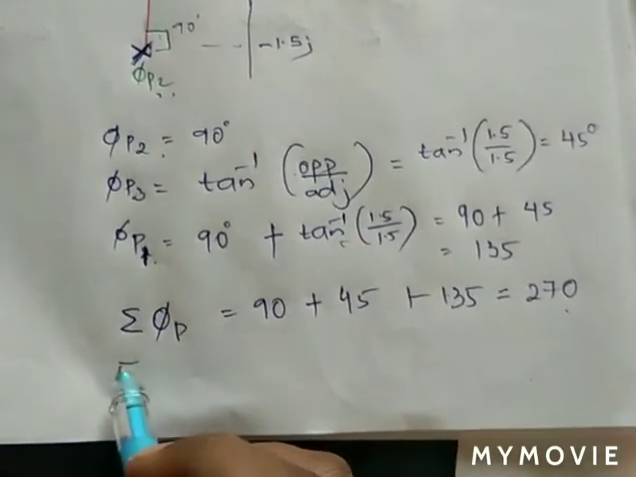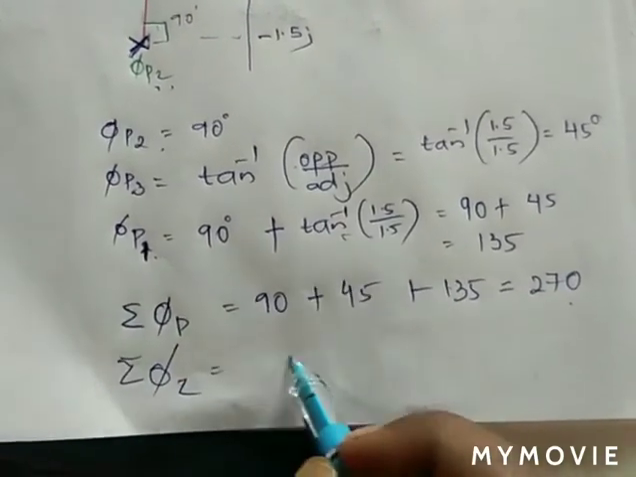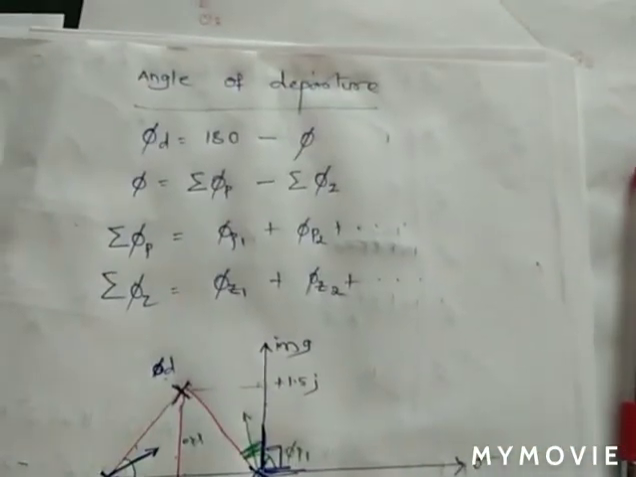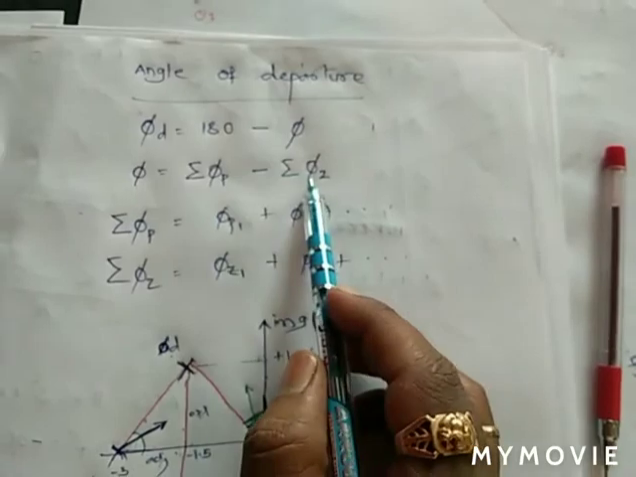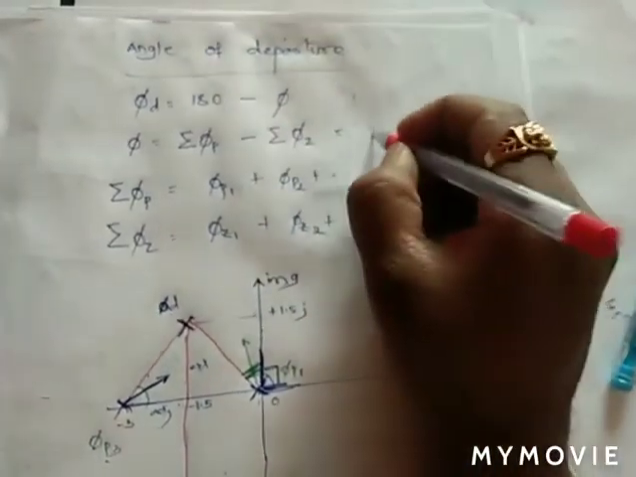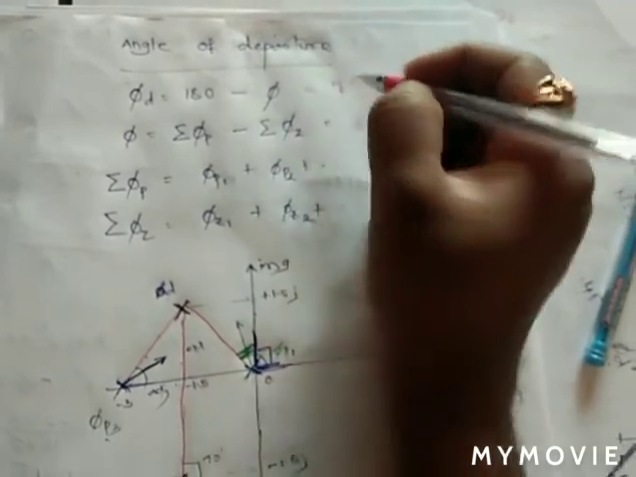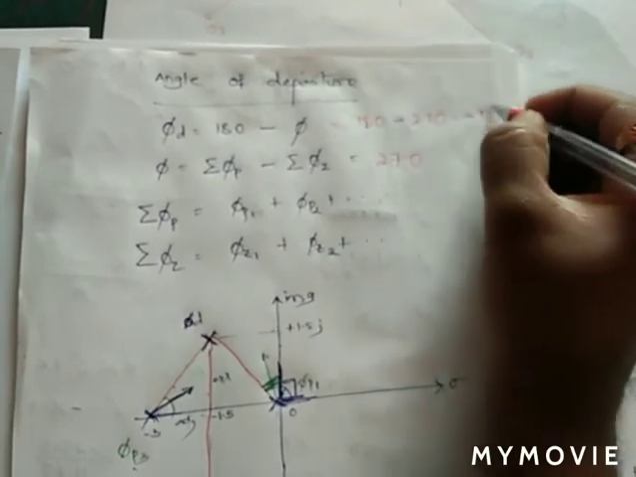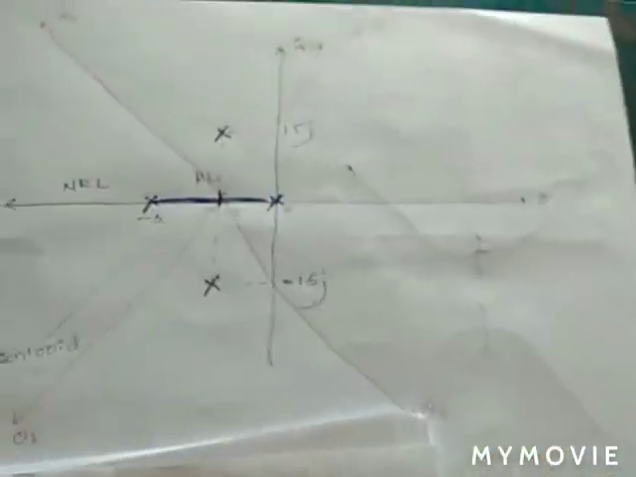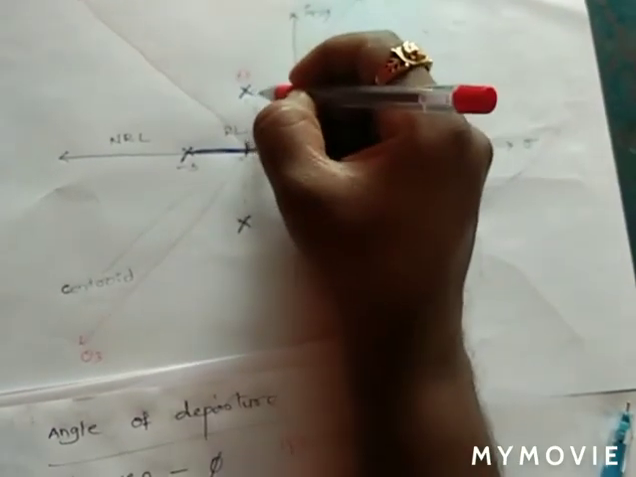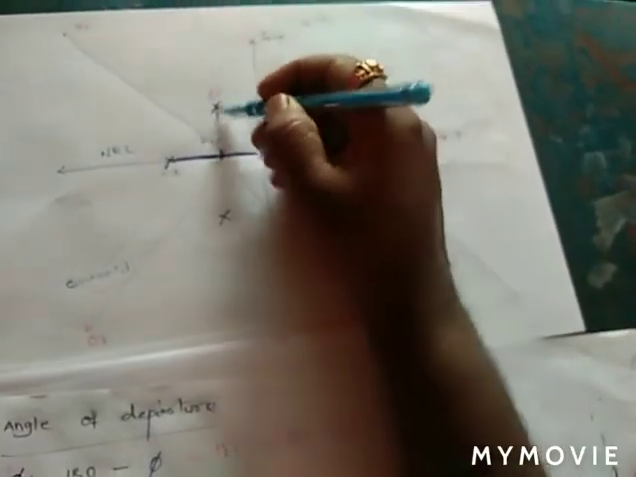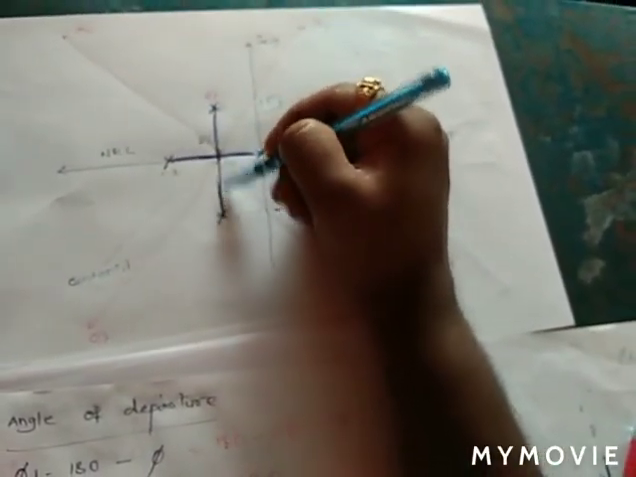There is no zero, so summation of phi z is 0. So this plus this gives summation of phi p minus summation of phi z, so here we get 270. So 180 minus phi, with phi equal to 270, is equal to minus 90 degrees. So phi d, I consider this as phi d, minus 90 means this straight line. This is minus 90.